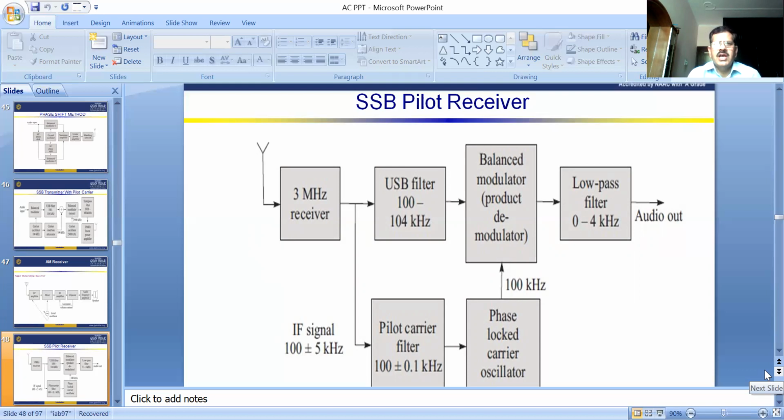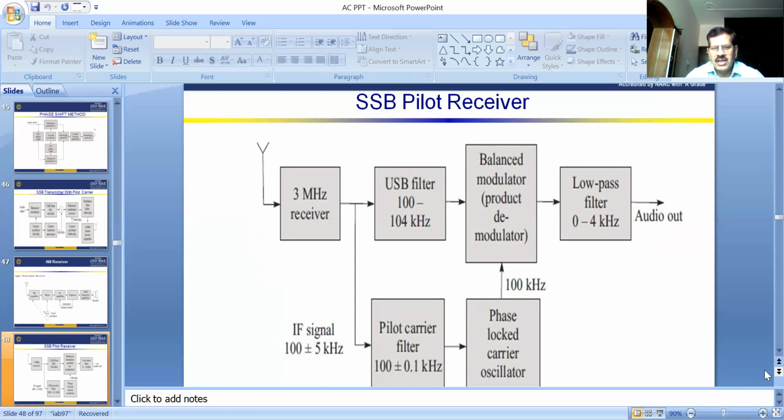Now we come to the single sideband pilot receiver. In the single sideband pilot receiver, the antenna receives a signal of 3 megahertz frequency. This signal is applied to the upper sideband filter, which has a frequency range of 100 to 104 kilohertz. This signal is also applied to the pilot carrier filter, which has a frequency of 100 plus or minus 0.1 kilohertz. Then this pilot carrier signal is applied to the phase lock carrier oscillator.